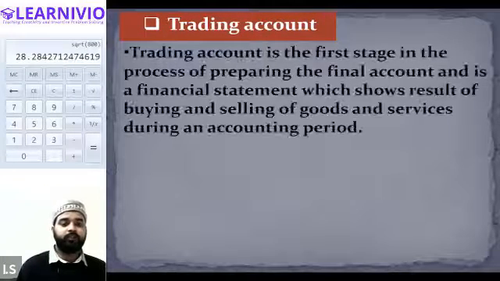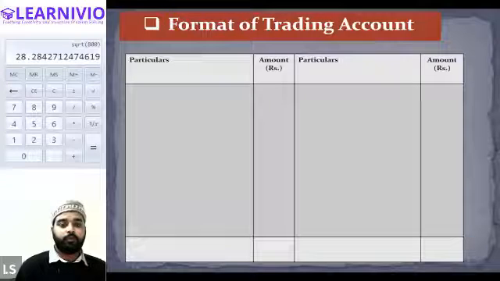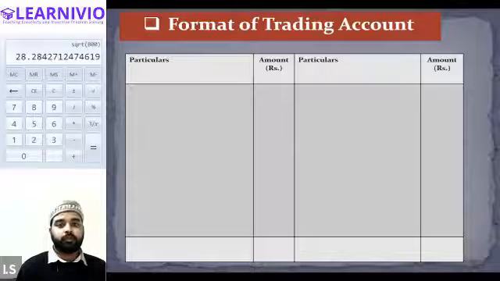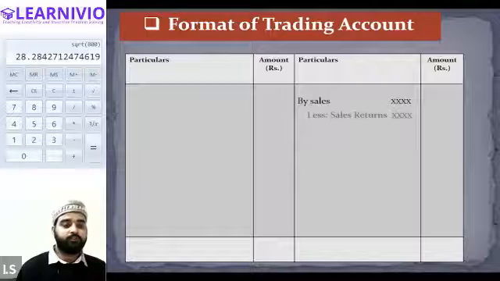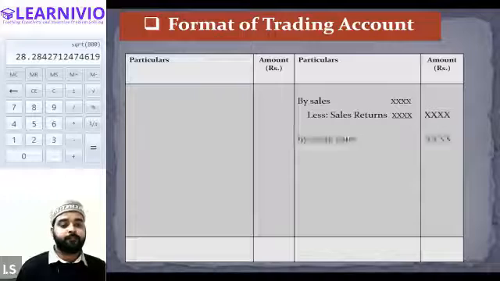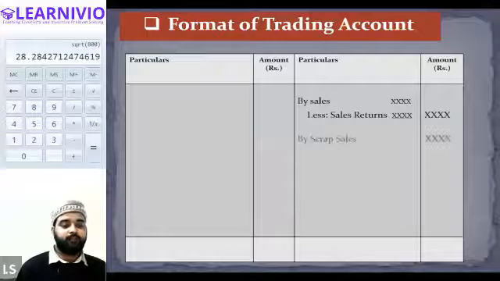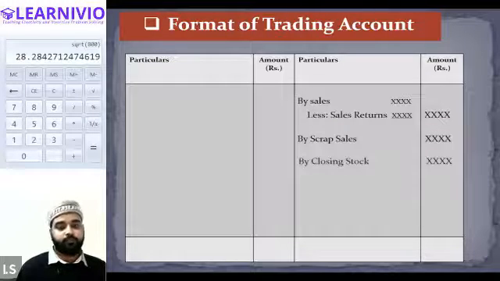So this is the format of the trading account. Trading account is basically prepared to find out the gross profit and gross loss of the entity. In order to calculate the gross profit or gross loss, while preparing the trading account, we record the value of the sales on the credit side, but after adjusting the value of the returns. Sales minus return is the net sales. Then the scrap sales, and finally the closing stock of the goods.